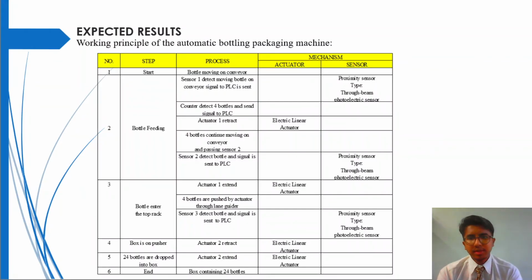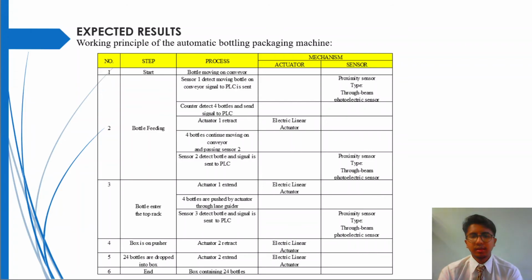Now I will present to you the expected result from this project. As you can see here, this is the table of the working principle for the automatic bottling packaging machine. I will brief you on the process of the working principle for this machine. At the beginning of the process, the bottle will move on the conveyor, and next, at the bottle feeding, true beam photoelectric sensor number 1 will detect the moving bottles on the conveyor.